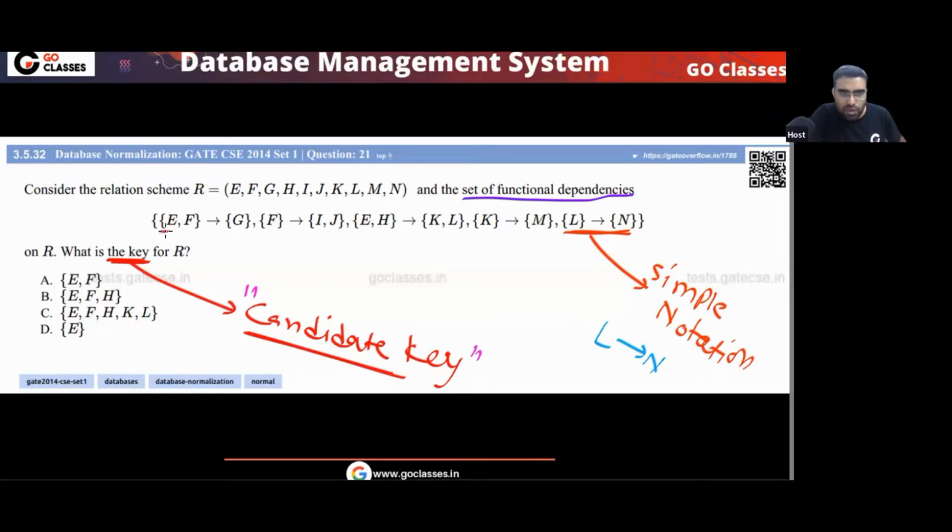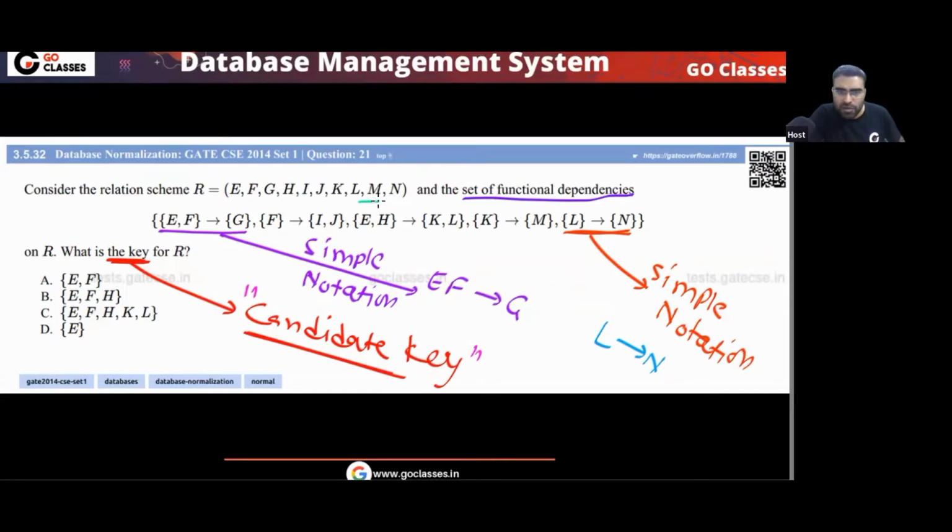For example, what is the simple notation for this FD? Tell me. The simple notation is EF determining G. This is the simple notation, right? Yes or no? Is this clear? We have already seen this.